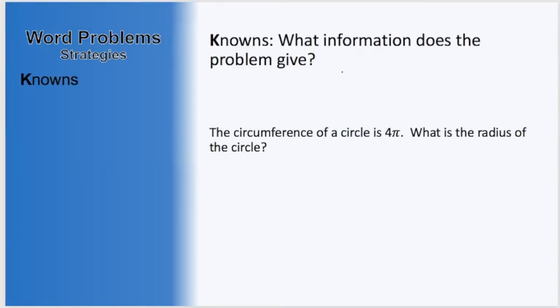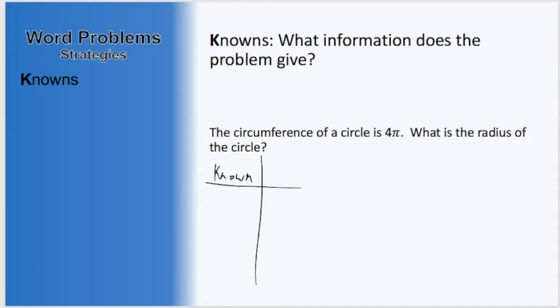First up, K, which stands for knowns. After you have read the entire problem carefully, take stock of the information given to you and any numbers that were provided. Understand what each of those numbers are associated with. It might help if you make a column of known values for yourself. Let's apply this to this example here. The circumference of a circle is 4 pi. What is the radius of the circle?